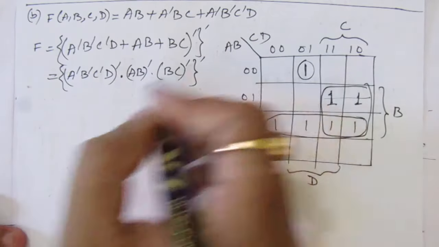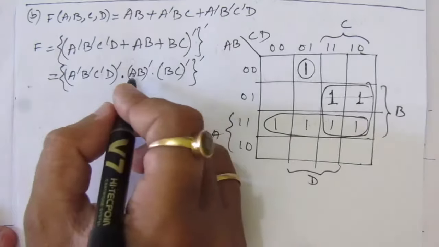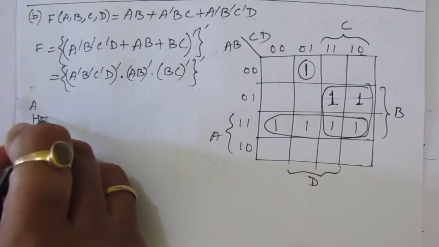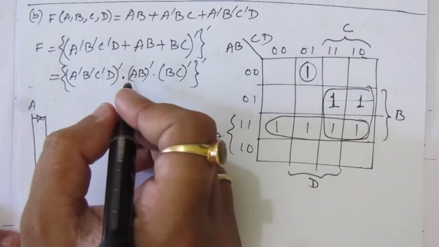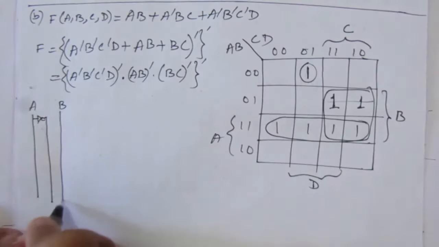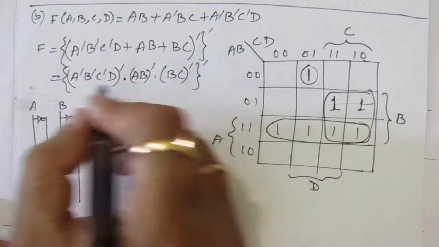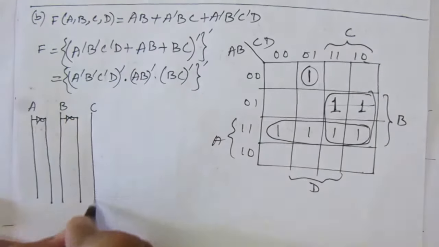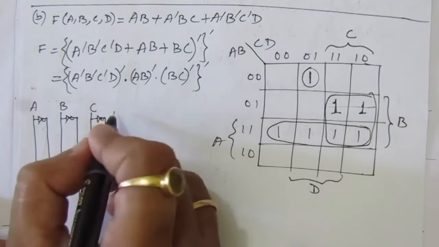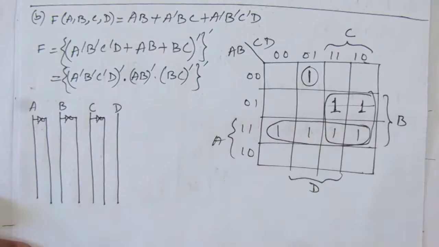Okay, so we have to draw the logic diagram. How can we draw it? We have inputs A and A bar, both are there. A is this line, so we will use an inverter and we'll get here A bar. Then we have B and B bar. B and an inverter, we'll get B bar here. Then we have C and C bar. Then we have D. We need not use any inverter because we have only D in this expression, no D bar.